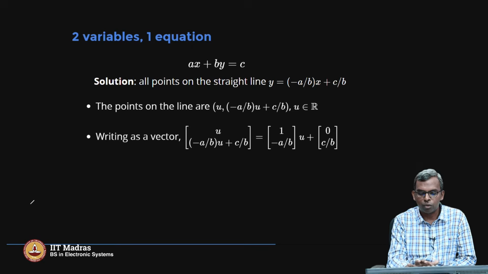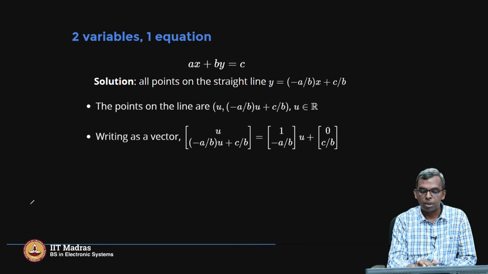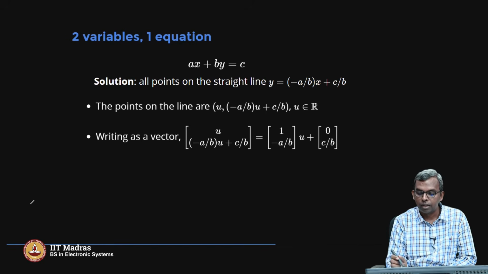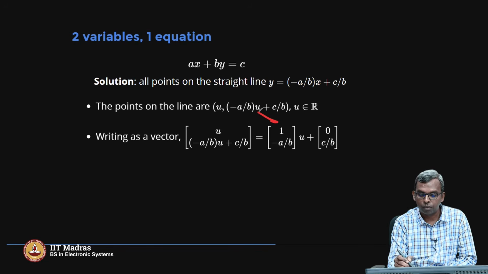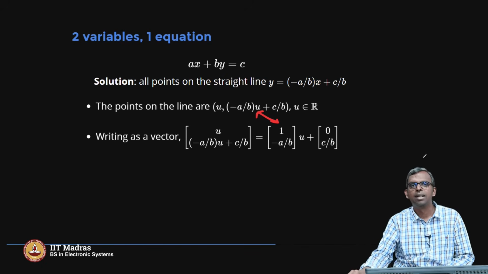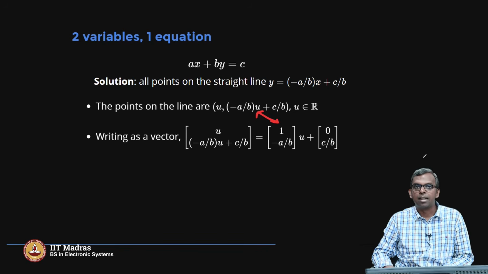I am taking u common out of the first term, I get 1, minus a by b, plus what is left is 0, c by b. These two expressions are exactly the same; I multiply, I add, I rewrite. But you notice that the points on the line have been written as the sum of two vectors: 0, c by b, plus u times 1, minus a by b. As you vary u, you get all the points in the straight line. So this is a very interesting connection, a very simple way to think about the straight line from this vector point of view.